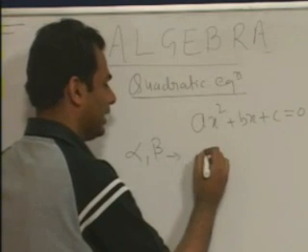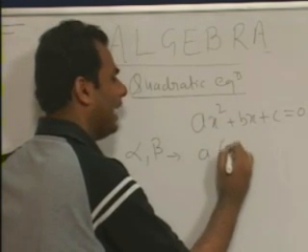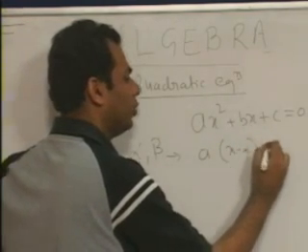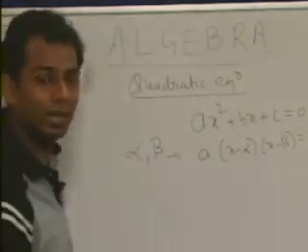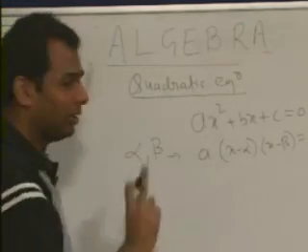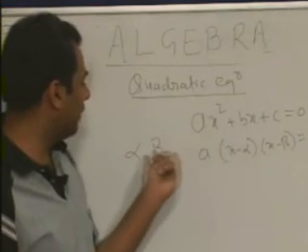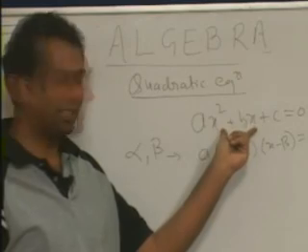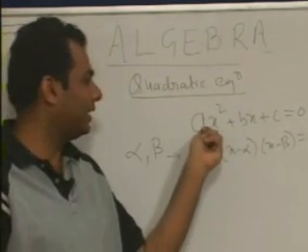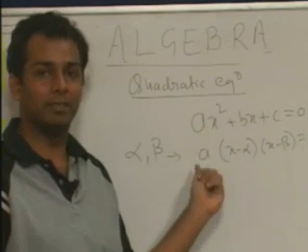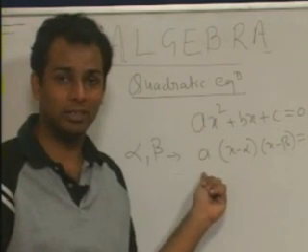I can write down that this quadratic equation is in the form of a into x minus alpha into x minus beta, which is equal to 0. And remember that if alpha and beta are the roots of this equation, you cannot straight away write x minus alpha into x minus beta. You always need to multiply by this constant term a. That is extremely important in this case.